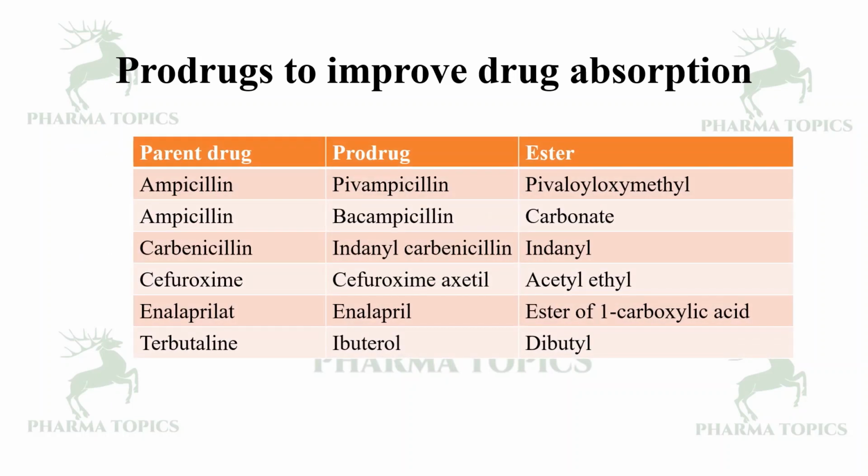Then the next examples are ampicillin prodrugs for drug absorption improvement. Pivampicillin is a prodrug; the ester is pivalyl oxyl methyl. Then ampicillin is also available as bacampicillin, a carbonate ester prodrug. Carbenicillin is available as indanyl carbenicillin, an indanyl ester. Then cefuroxime is available as cefuroxime axetil, an acetyl ethyl ester. Then enalaprilat, which we discussed; enalapril is the prodrug, an ester of the carboxylic acid. Then for terbutaline, the prodrug is ibuterol, a dibutyl ester.